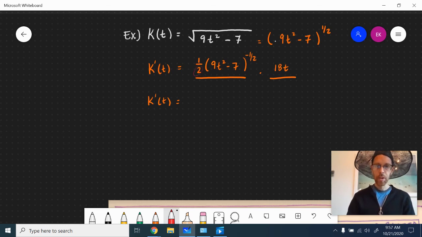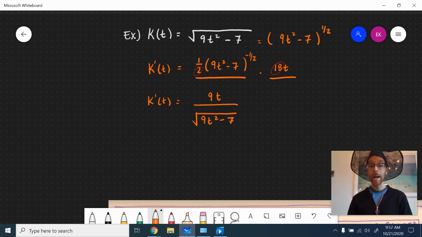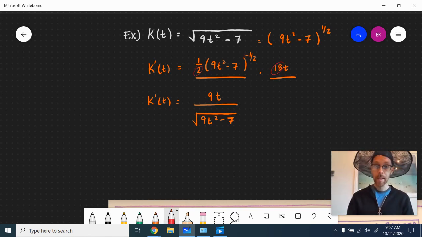Cancel the 2 with the 18. That's going to leave you with a 9t in the numerator, square root of 9t squared minus 7 in the denominator. Why in the denominator? Because we take that negative and we move it down.